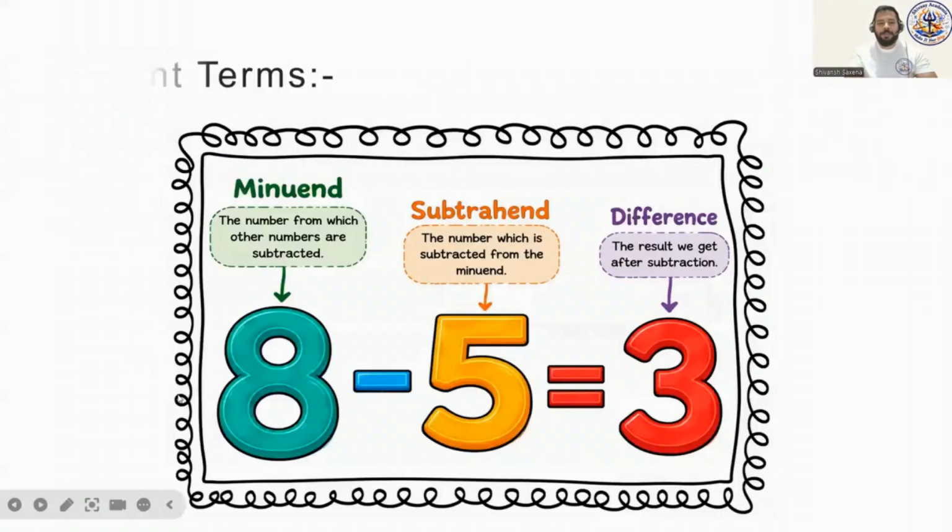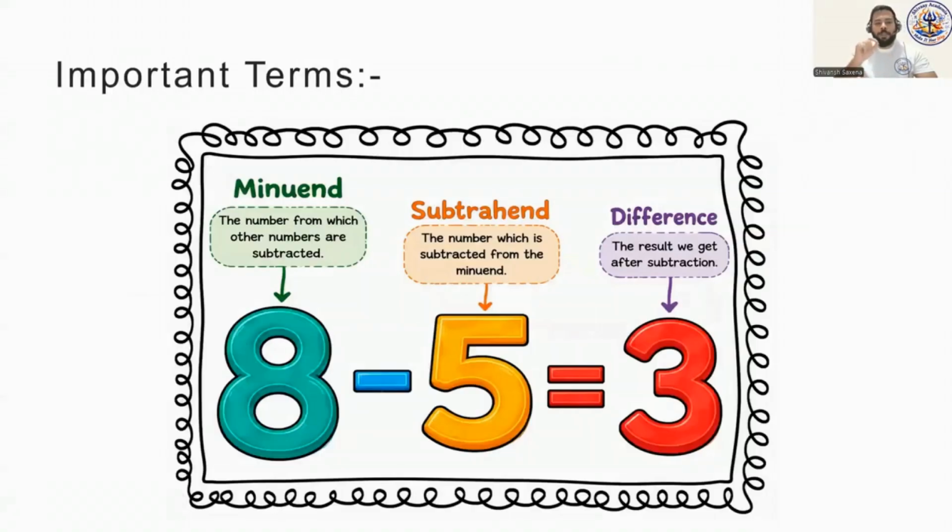So some basic terms. Minuend. Minuend is the number from which other numbers are subtracted. Subtrahend, the number which is subtracted from the minuend, and finally the difference, the result we get after the subtraction. So let's explore how this Ekadhikena Purvena and Parama Mitra method are going to work. Let's understand through the steps first, and then we will move ahead by following the examples and understanding the method.